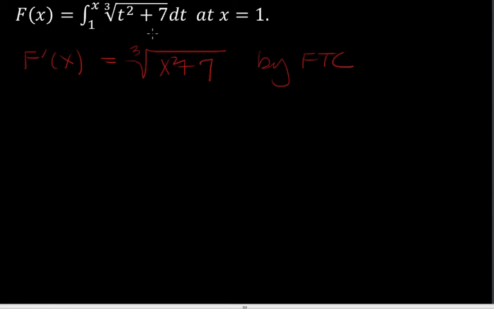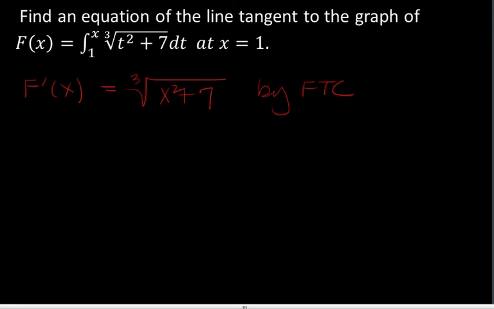F of x is given as this, and we want, whoops, you can't see the question here. Sorry about that. We want to find the equation of the tangent line to that function capital F of x at x equals 1. Again, I would have seen this function and immediately written down its derivative because I know that the fundamental theorem will apply here.